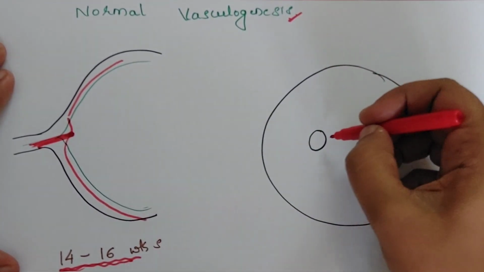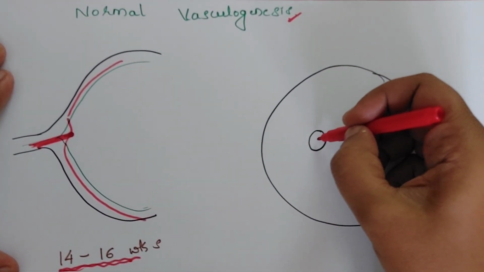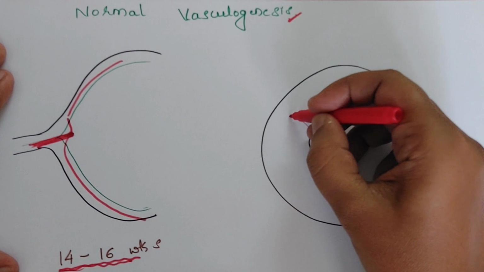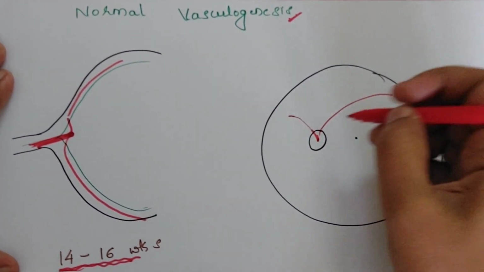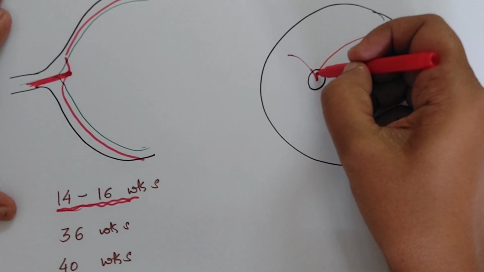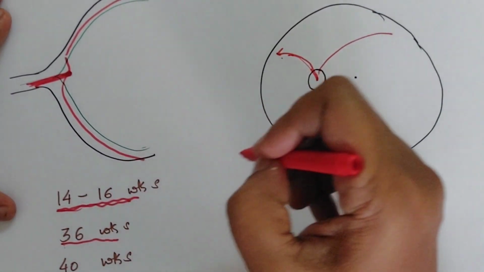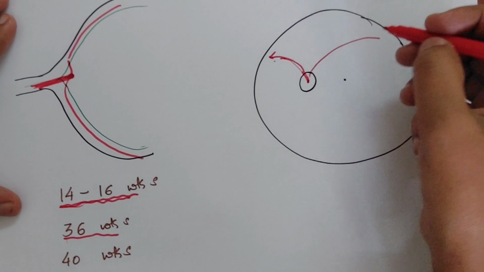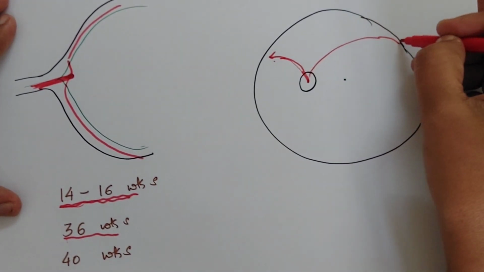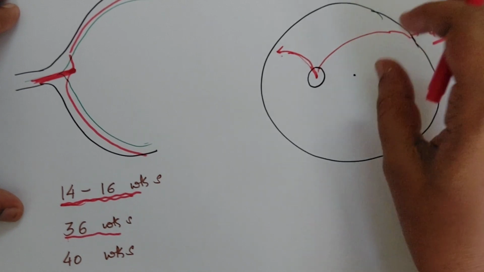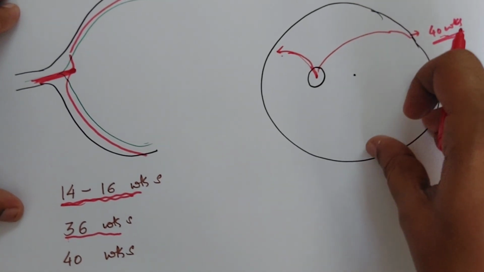If you look at this picture, this is the optic disc. The mesenchyme comes from the center of the optic disc and then grows along the nasal and the temporal parts of the retina. The vasculogenesis in the nasal part is complete by 36 weeks of gestation, whereas it is completed in the temporal part of the retina by 40 weeks of gestation. So this is the normal vasculogenesis process.